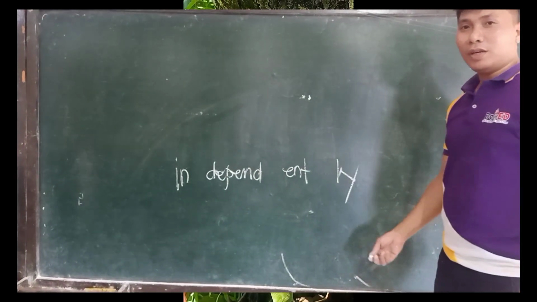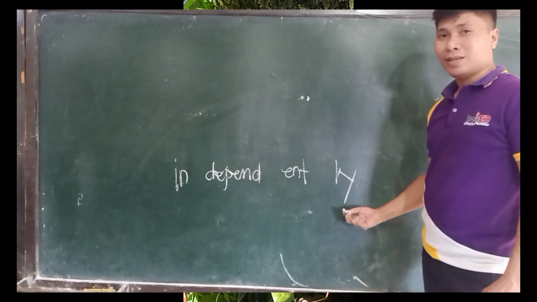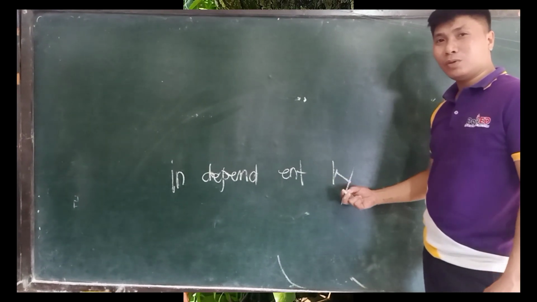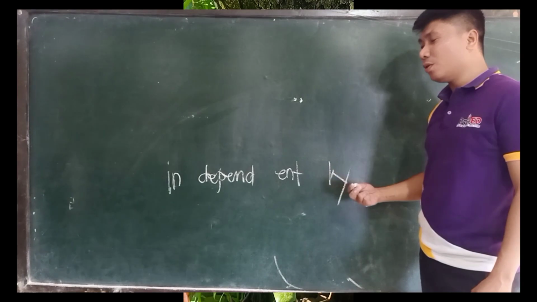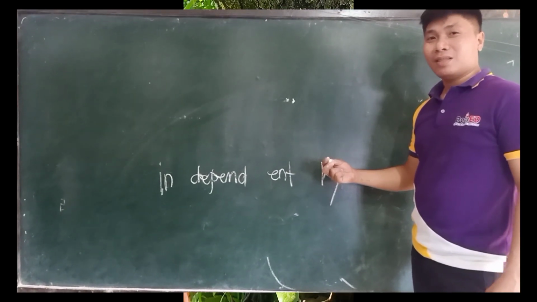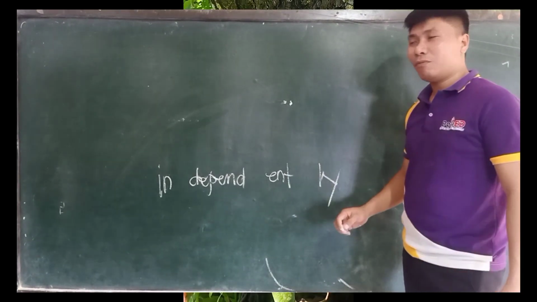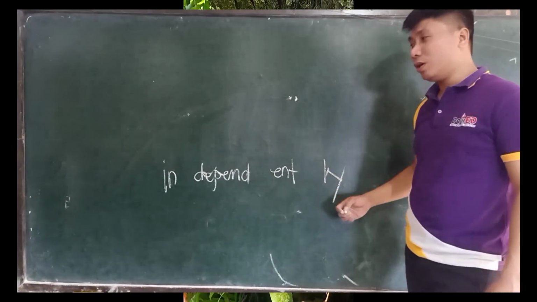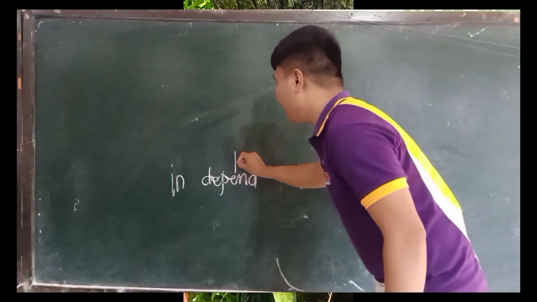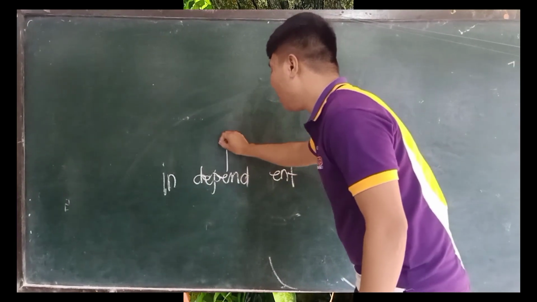Okay, we have the word independently. Let's now divide this word into what parts of speech they belong to, what affixes they belong to. Let's start from the root word or the base word of this word, which is depend. And the word depend is a verb.